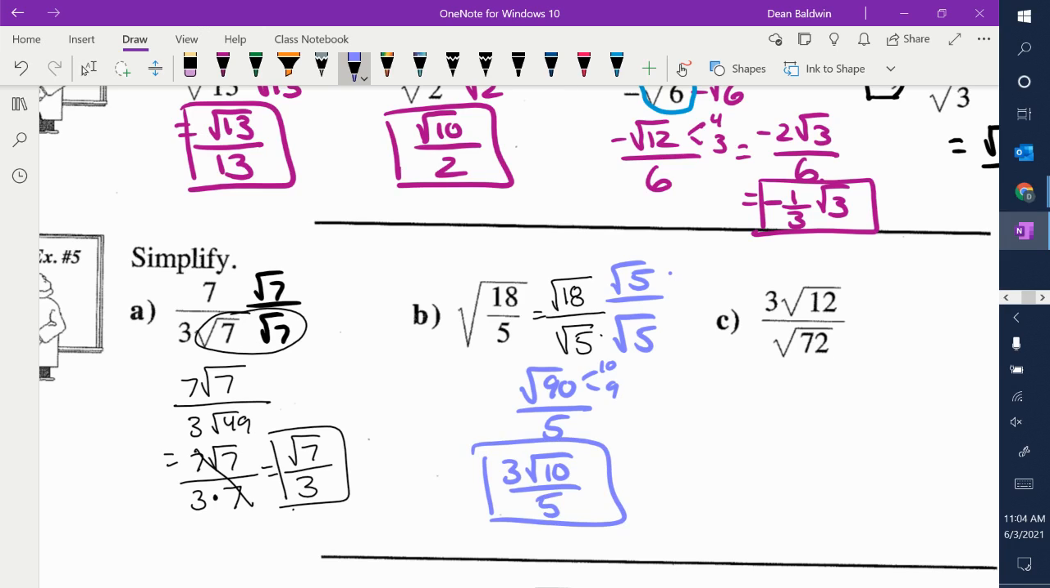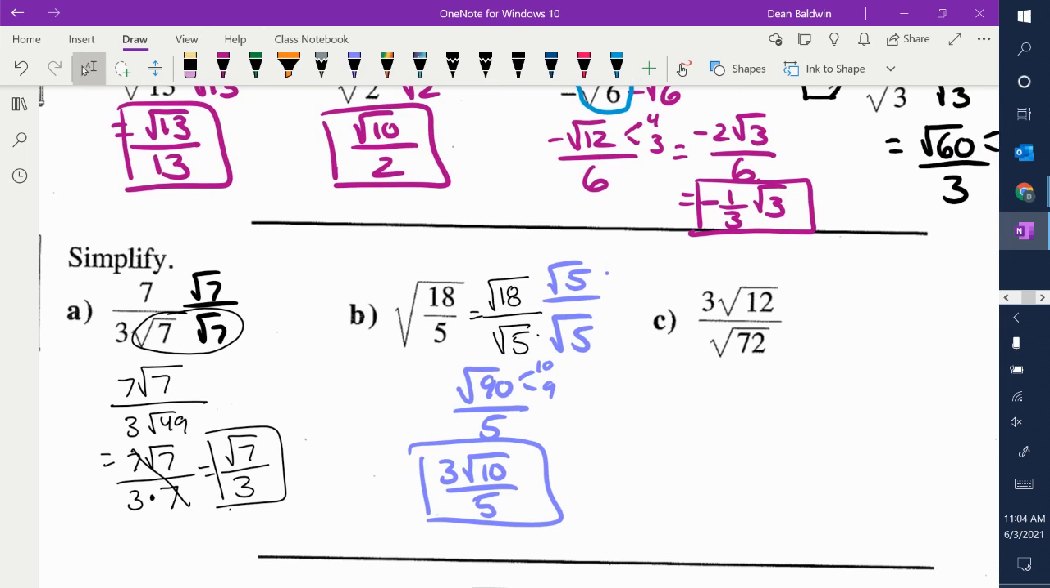And the last one, root 12 over root 72. These are bigger numbers. I don't want to multiply by root 72, but are 12 and 72 factors of each other? So reduce it, because I can rewrite this as this. 12 over 72 is 1/6. So it's like root 3 over root 6. And then do it.